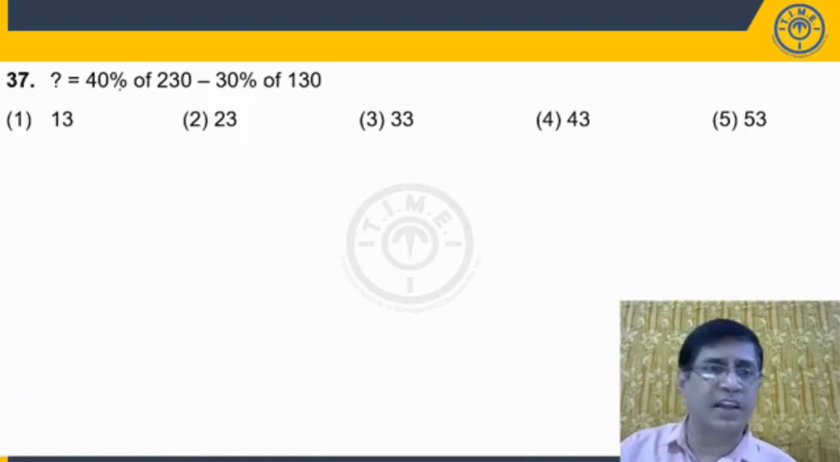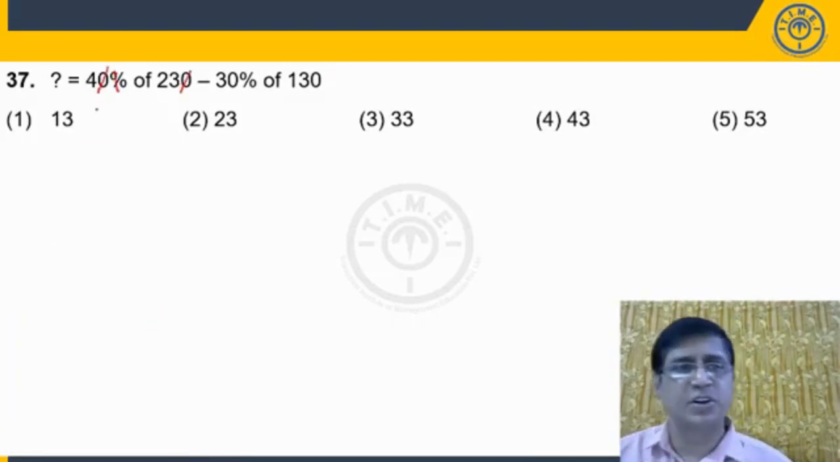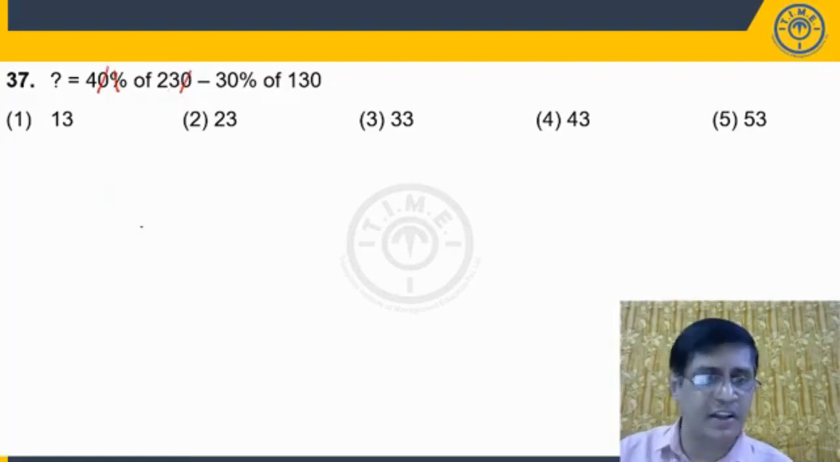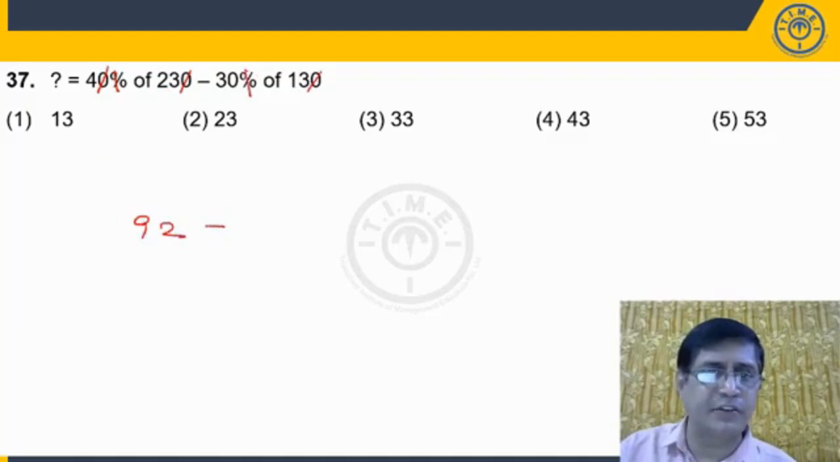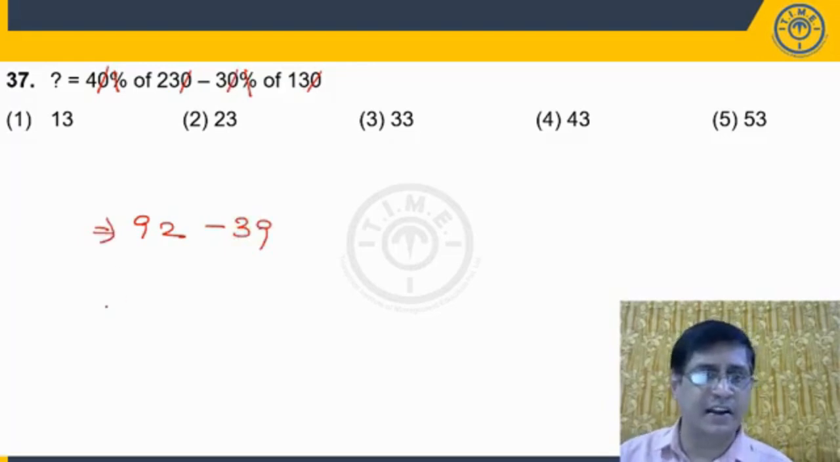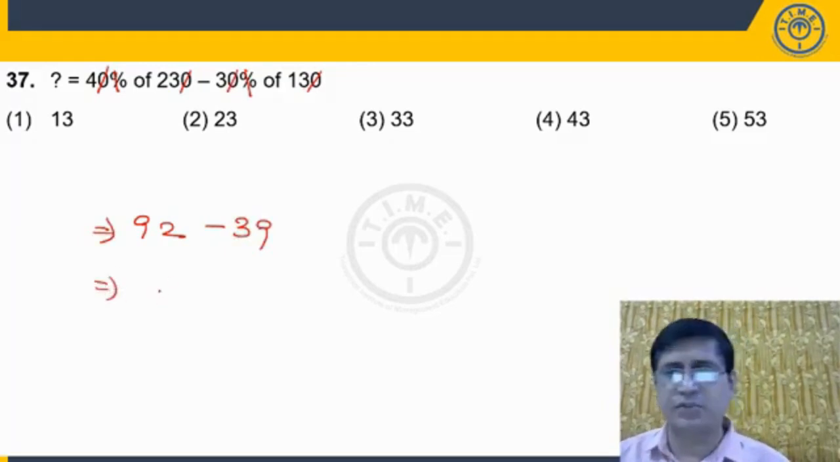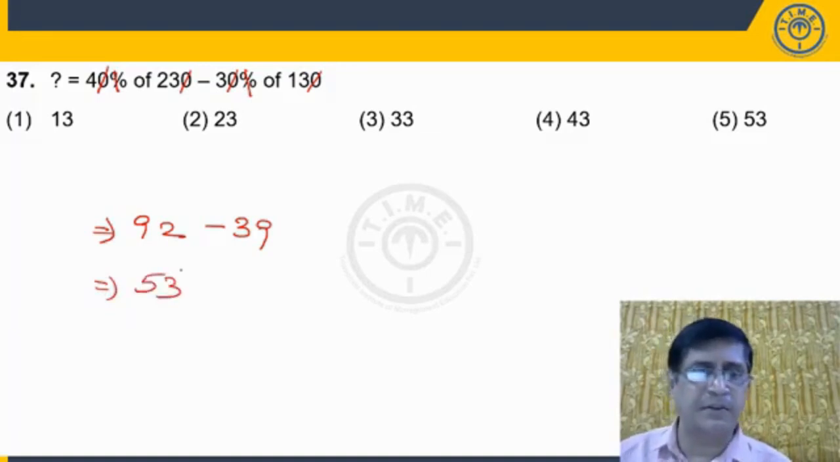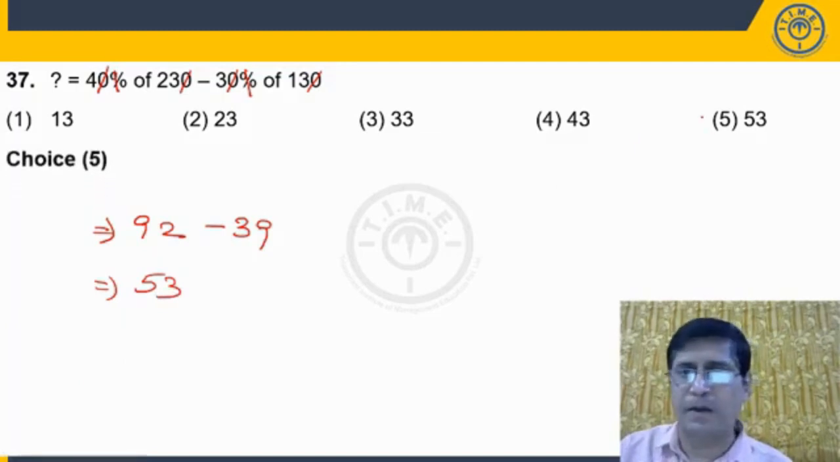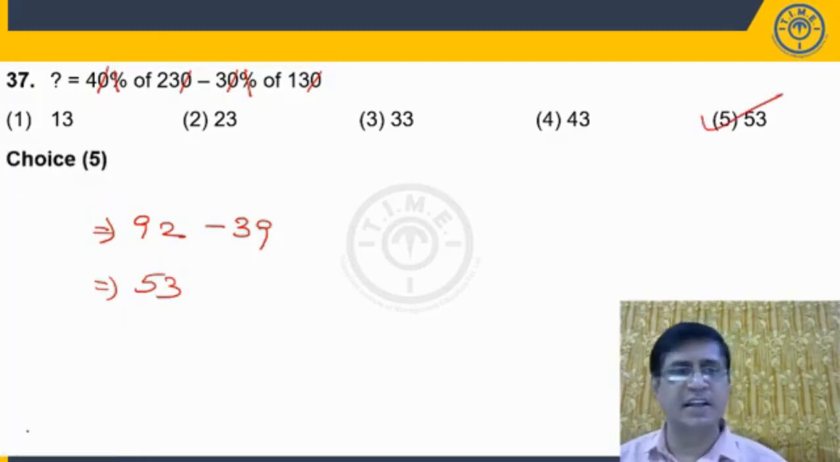40% of 230. So you can cancel 0 and percentage. So 4 times 23, that is 92. And 30% means percentage and 0 get cancelled. The product of 3 and 13, that is 39. Now simplify. What is the result? It is 53. 53, right option, that is 5. The fifth choice is the right answer.